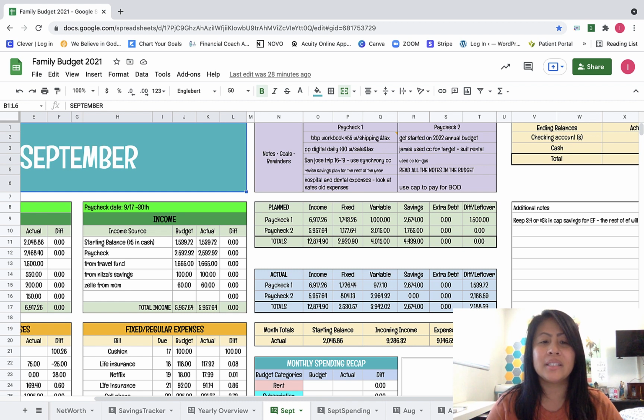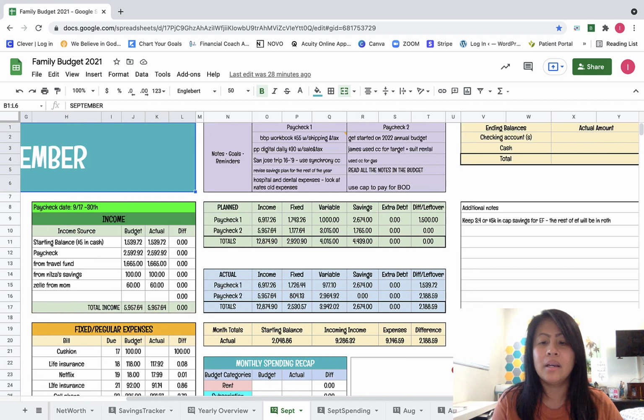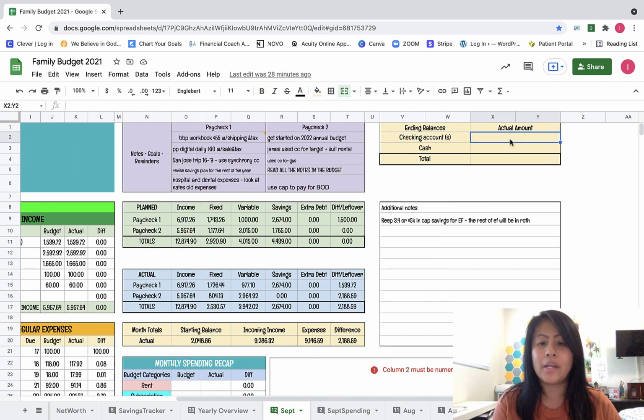But before I get into that, I am starting here at my September budget because I just went ahead and closed it out. That way I know for sure how much is in my checking account right now. And I forgot to add that in here. We don't have any cash right now, so this is our actual total right here. So $2,188.59 is what we're going to be starting out with.